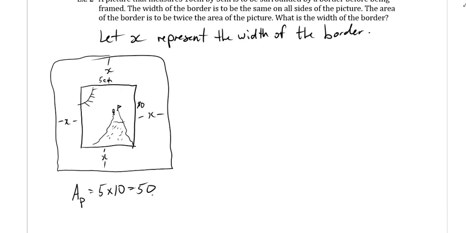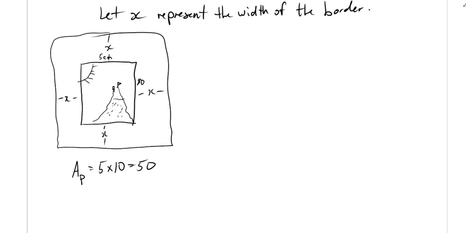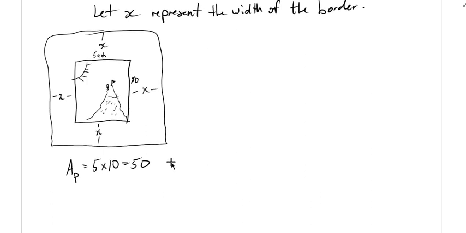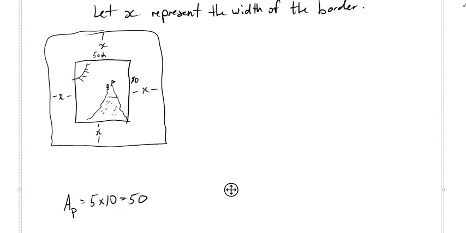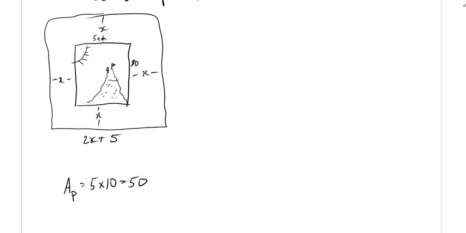Jaden. The length of the base of the border is 2x plus 5. Nice. Okay, so let's talk about that again for a second. Move this down. The bottom part of the border is 2x plus 5. Do you see why? If not, watch. Put your pencil down and watch.